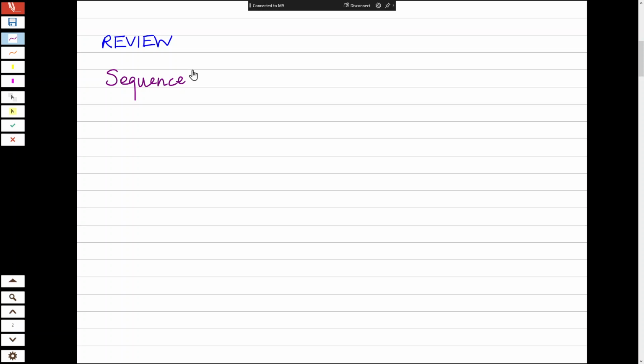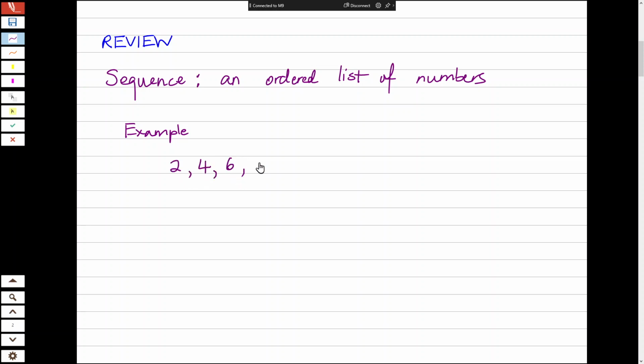Okay, so let's start with a sequence. I'm going to define a sequence as just an ordered list of numbers. So, for example, 2, 4, 6, 8. That's a sequence.